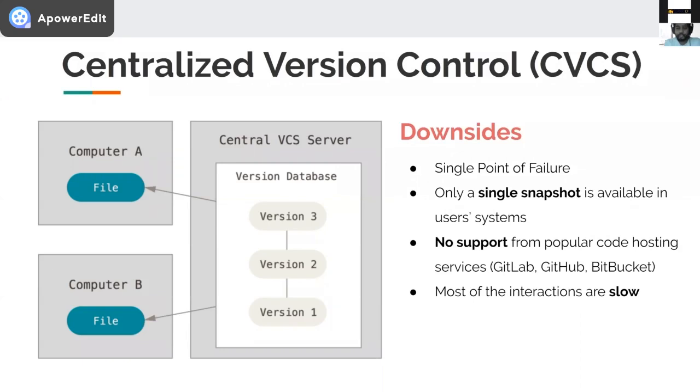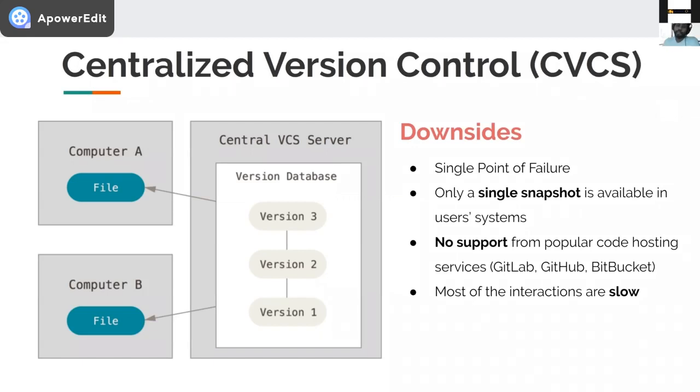And only a single snapshot, as in a single version, is available in the client machine at a given time. All the other versions are stored in the version control server, which is centrally located. And there is no good support, or no support at all, from popular code management services such as GitLab and GitHub. You have been on these sites.